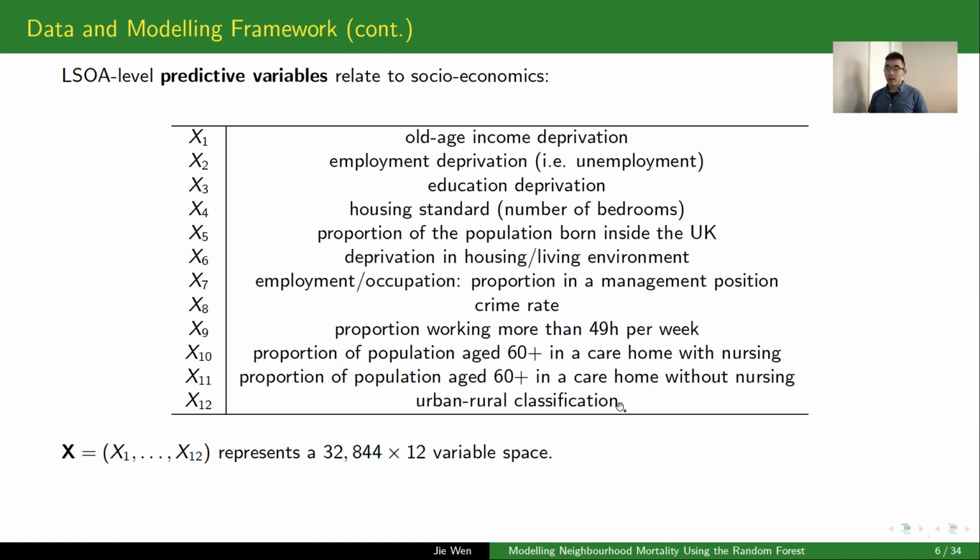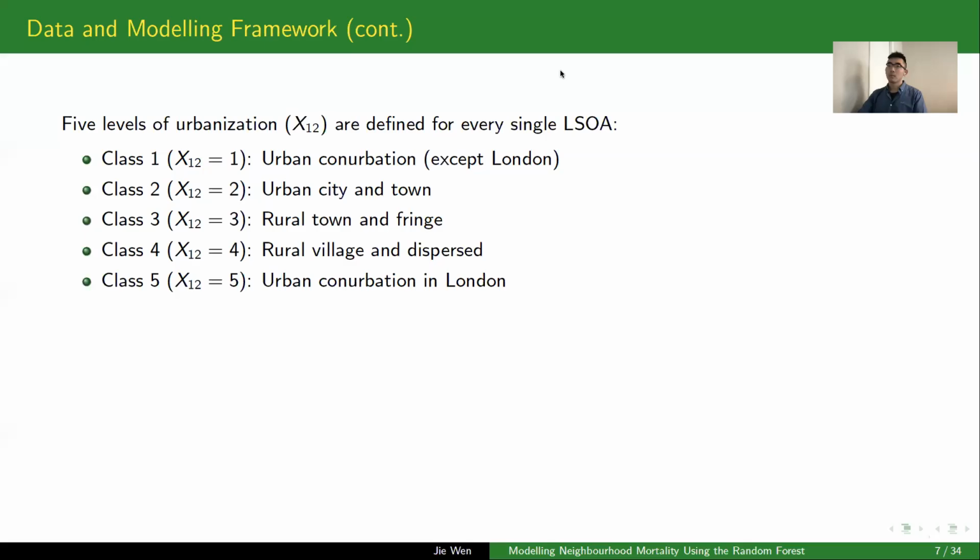So in summary, we have around 33,000 RSOAs and 12 predictive variables. The whole variable space is a 33,000 times 12 matrix, which is written as X here. In terms of the 5 levels of urbanization, which is X12, there are 5 levels that can be defined for each of the RSOAs.